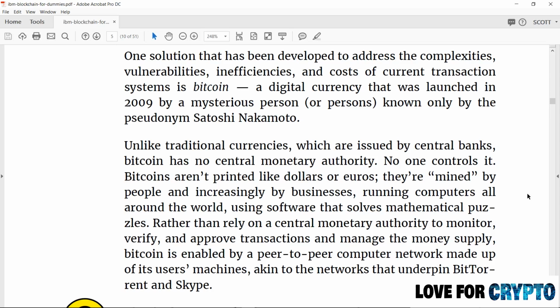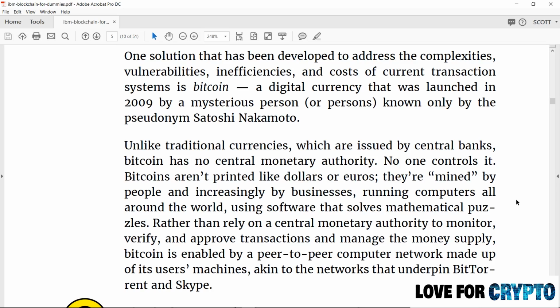No one controls it. Bitcoins aren't printed like dollars or euros, they are mined by people, increasingly by businesses. They're all running computers all around the world, using software that solves mathematical puzzles rather than relying on a central monetary authority to monitor, verify and approve transactions and manage the money supply.